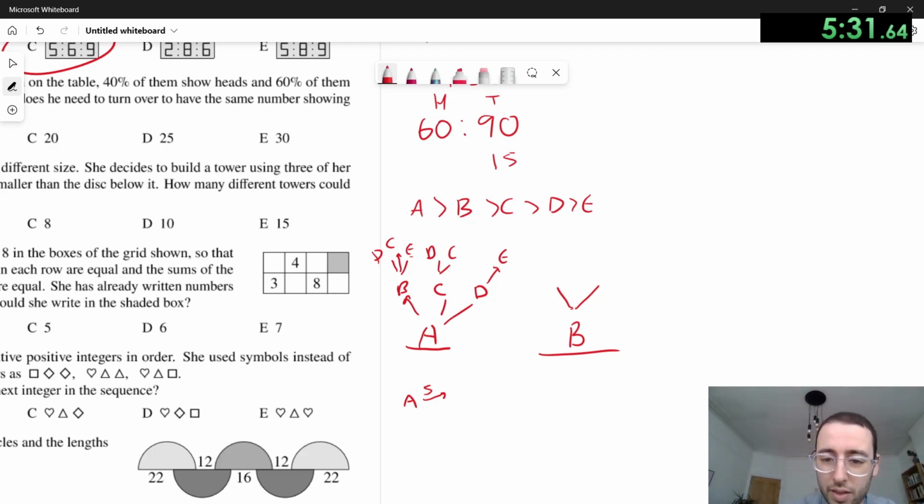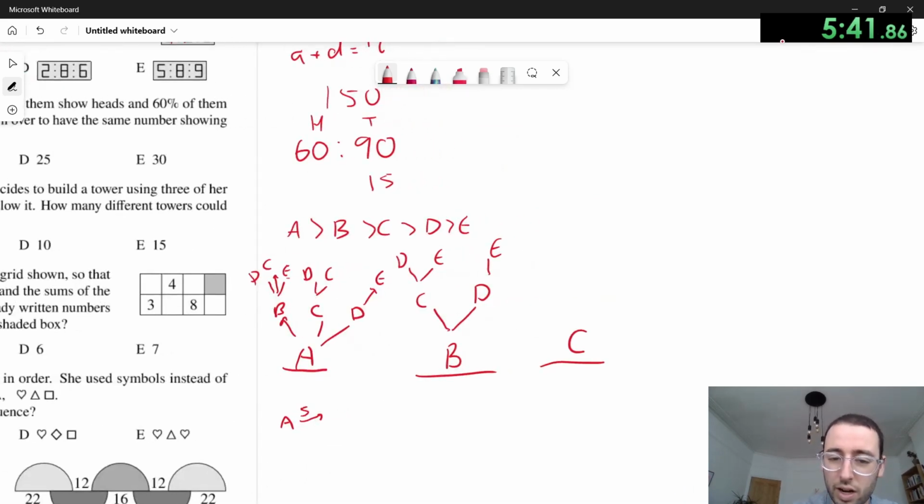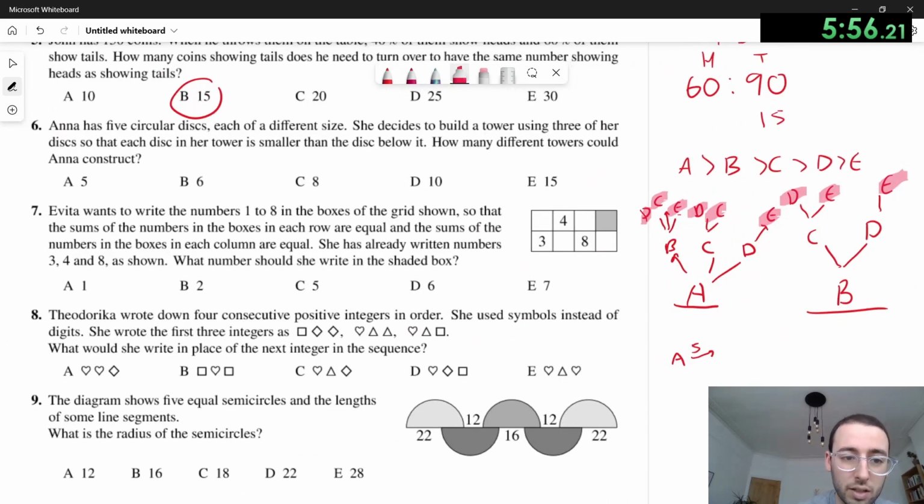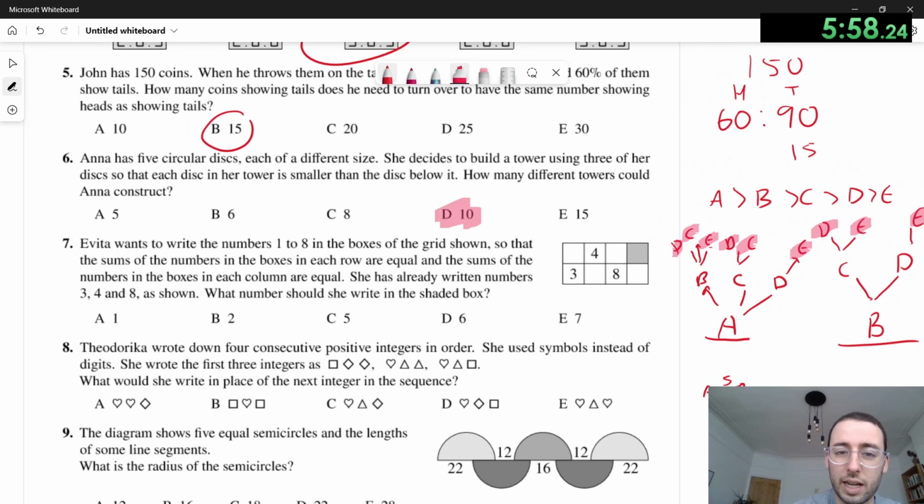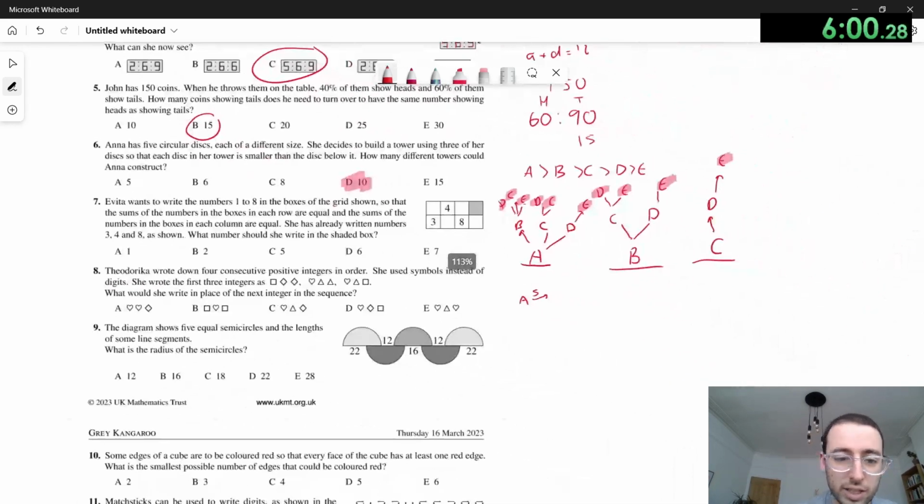If you go B, then you can either go C or D, and if you go D, you have to go E, and if you go C, you go D or E. You can't have D or E at the bottom. So for C, the only option is D and E. So overall, we have 1, 2, 3, 4, 5, 6, 7, 8, 9, 10 options. Absolutely no idea how to do that in a better way than that terrible way I just did it.